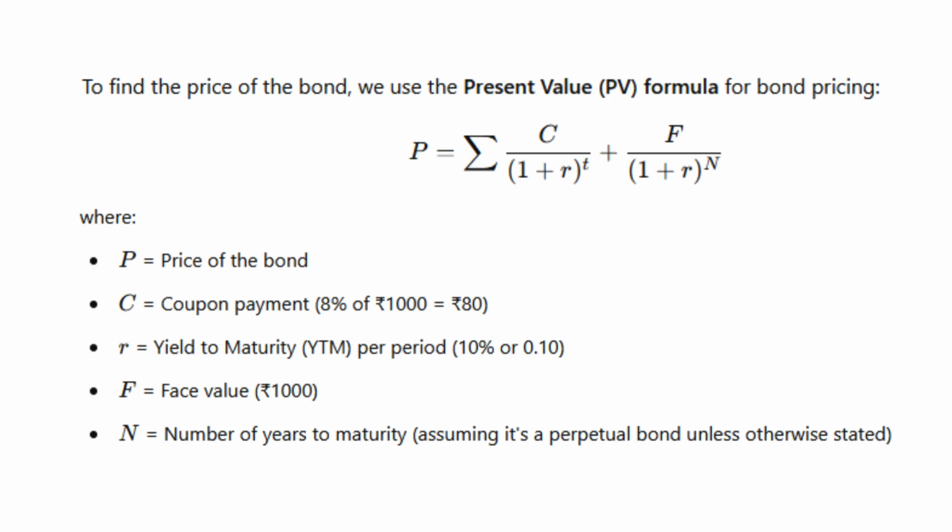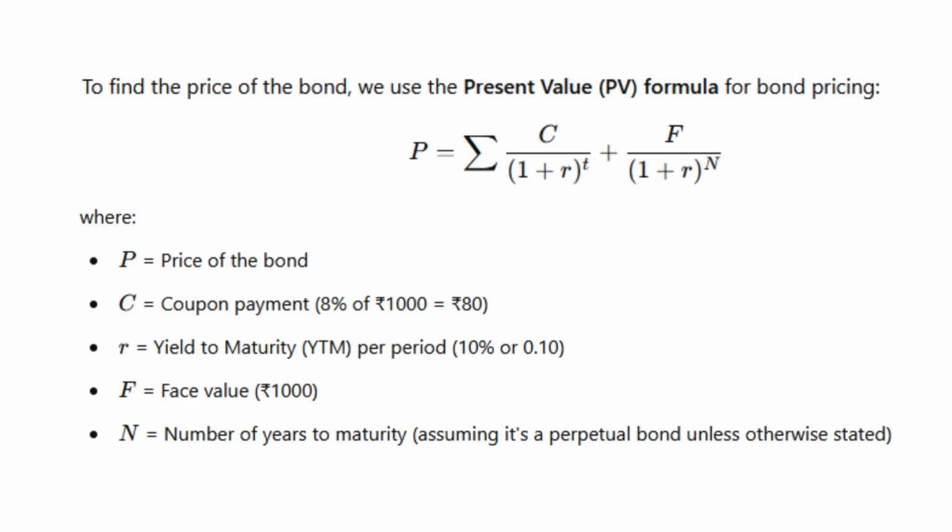To find the price of the bond, we use the present value, PV, formula for bond pricing, P equals sigma C divided by (1 plus R) to the power of T, plus F divided by (1 plus R) to the power of N. Where P equals price of the bond, C equals coupon payment, 8% of 1,000 rupees equals 80 rupees. R equals yield to maturity, YTM, per period, 10% or 0.10. F equals face value, 1,000 rupees.